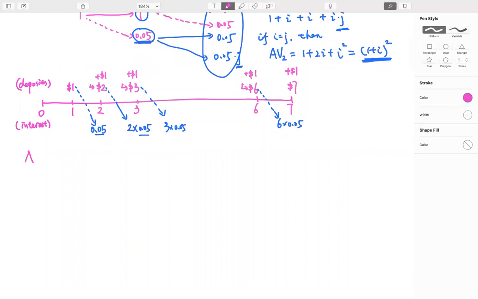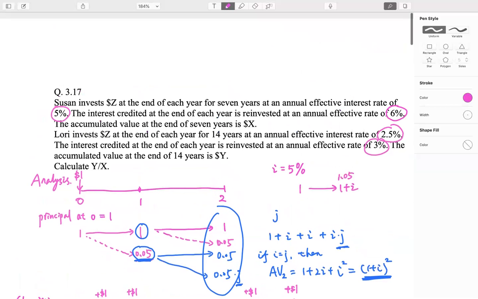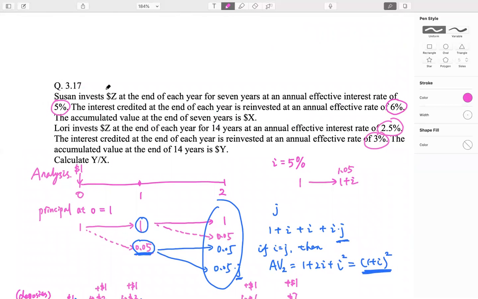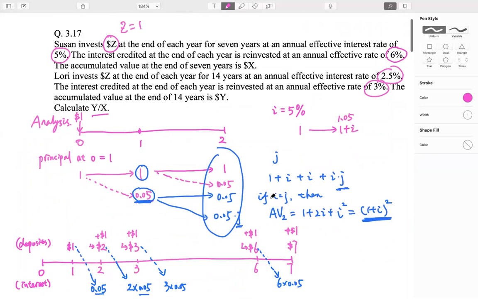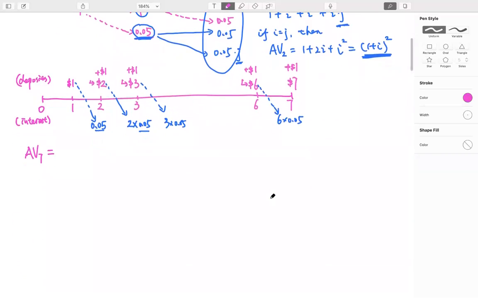So the total accumulated value at time 7 would be, first of all, by the way, one thing I assume is that Z is 1. If it's not 1, that's okay, because we are looking for the ratio, so they will cancel. So it's easier to work with Z being 1. So first, I have $7 in the principal, right? That is each dollar accumulated over time. Since I calculate interest in a separate way, here I only take care of the principal, that's only $7. Now let's take care of all the interest.